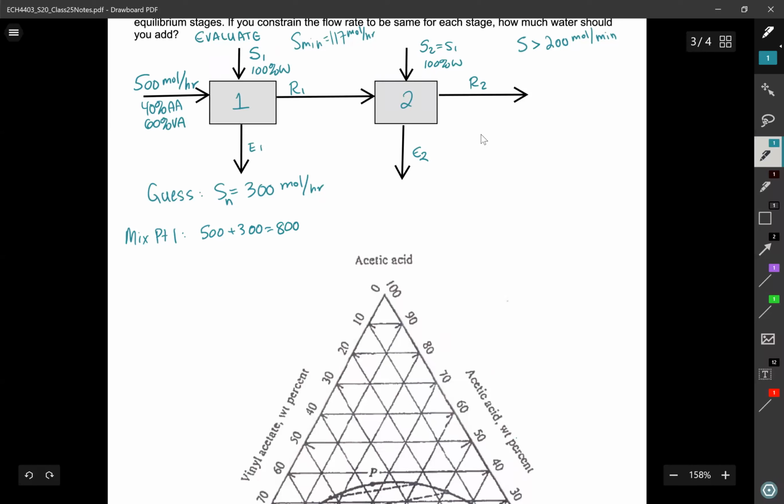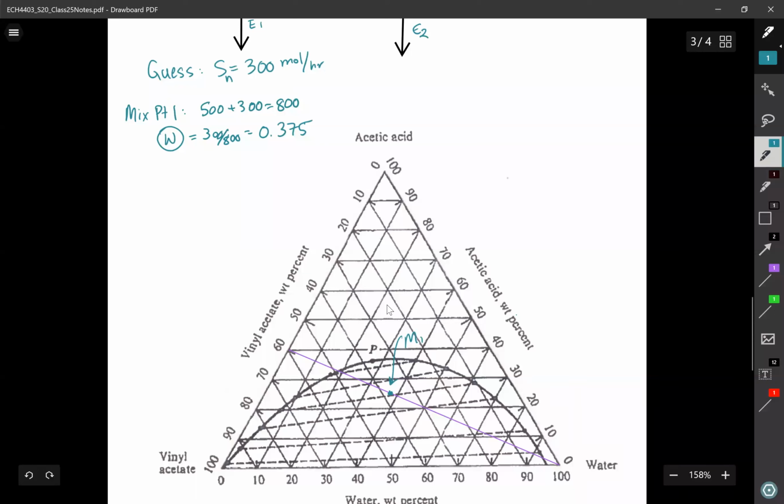In order to cut the video down so that you're not watching me just write equations out, I'm going to pause and work a little bit, and I encourage you all to do so as well. I found my mixing point by saying that water, I added 300 moles. The mixing point was 800 moles. So 300 divided by 800 is 37.5. So I'm looking at my 37.5 water line and finding where it intersects my mixing line. That must be the mixing point.